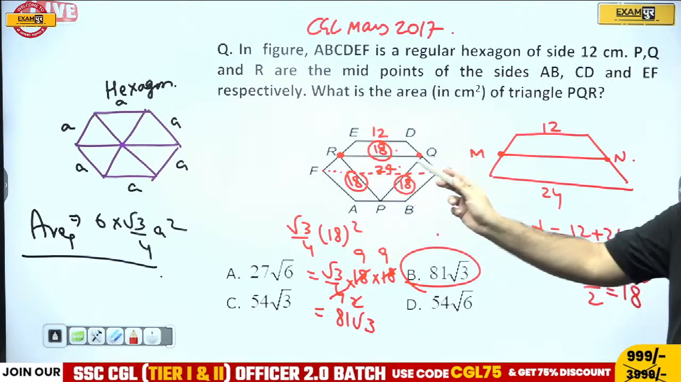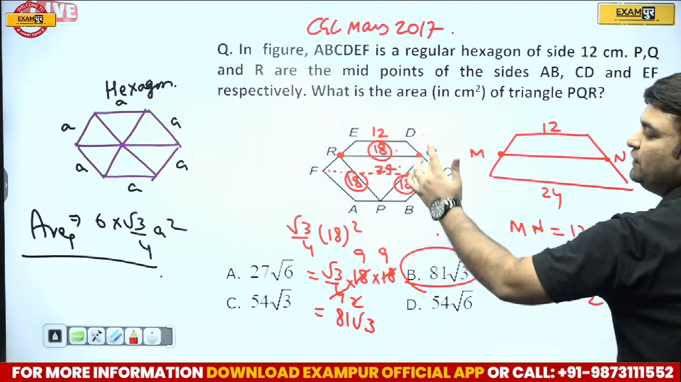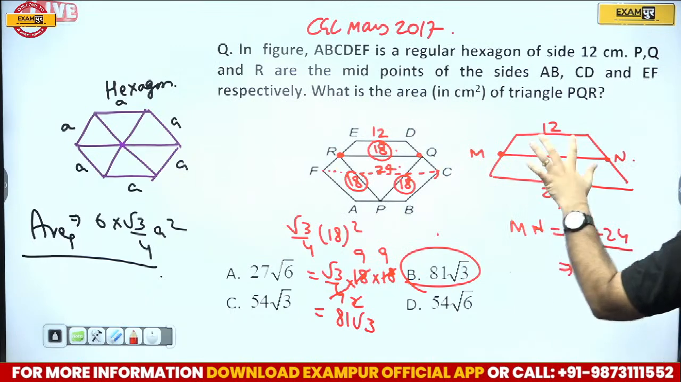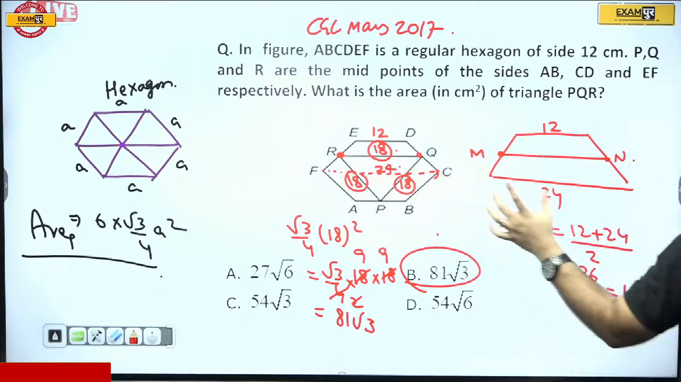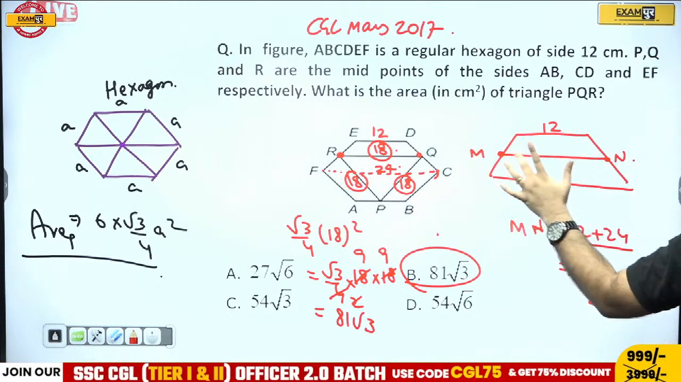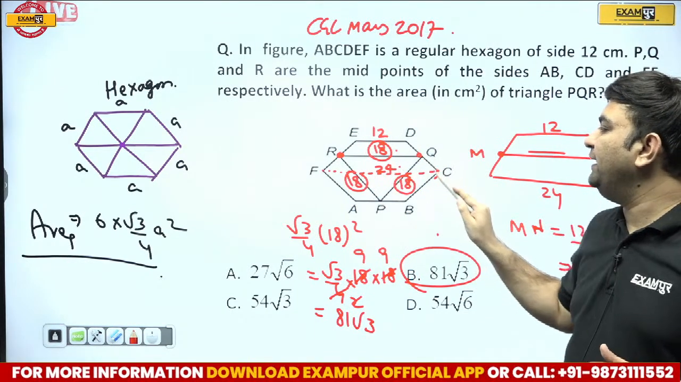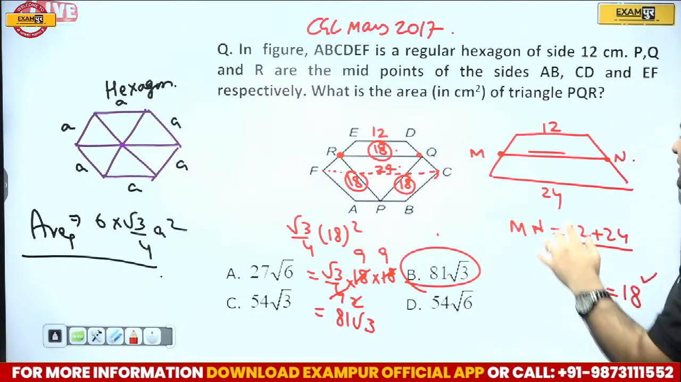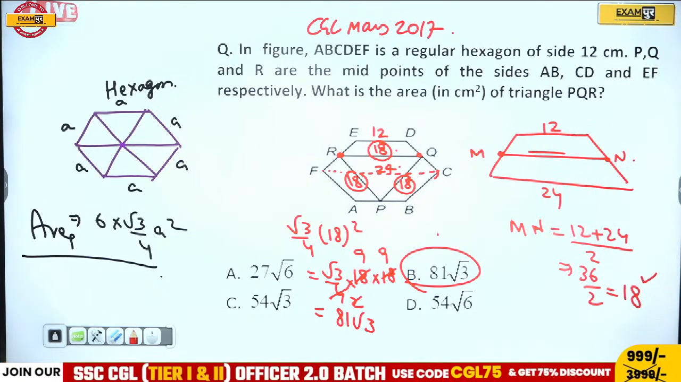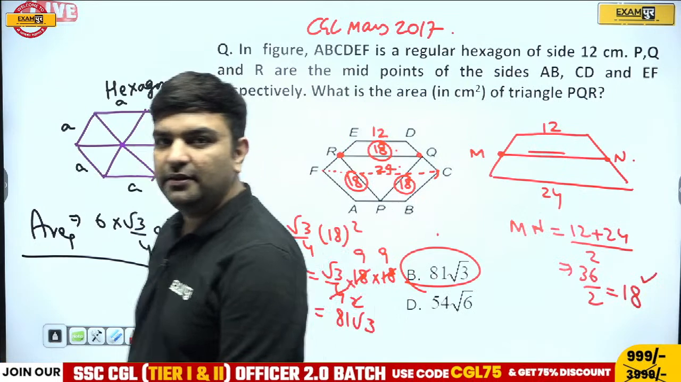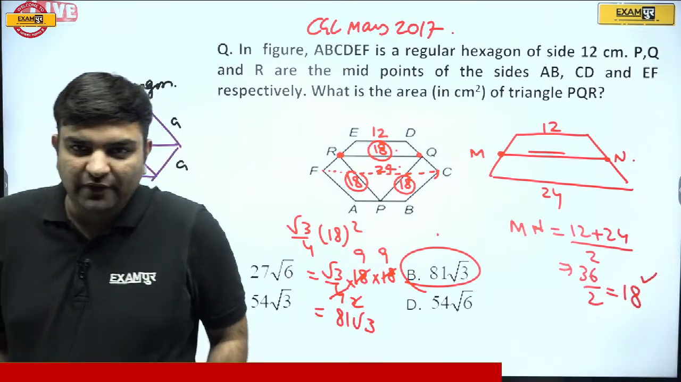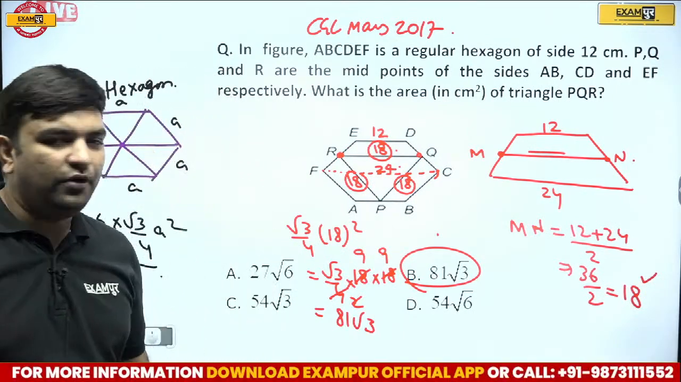You have to visualize this portion as a trapezium. One side is 12, the longest diagonal is 24. You have to find the length of the midpoint segment, because they are the midpoints of EF and DQ. The length of the midpoint segment is 12 plus 24 divided by 2, which is 18.